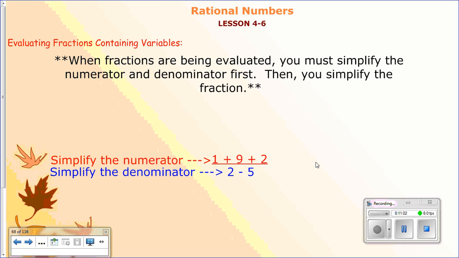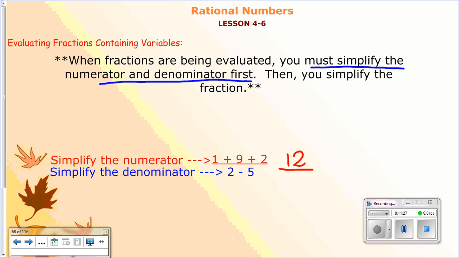So what you need to do is simplify the numerator and denominator first. If they're doing some addition, some subtraction, whatever they're doing, you need to simplify that first. Then at the end, simplify the whole thing. See if there's any ways you can reduce your fraction. So here, I have 1 plus 9 plus 2. I'm going to simplify the numerator. Well, 1 plus 9 is 10, plus 2 is 12.